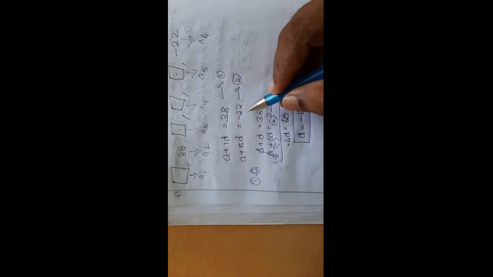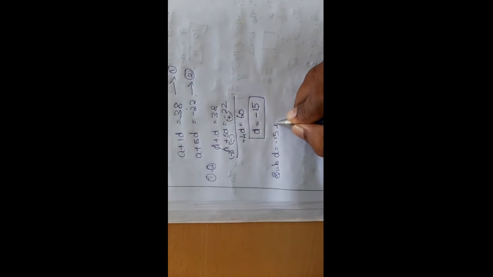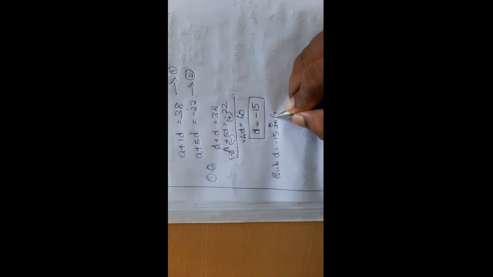So what is the difference? Difference is equal to 60 divided by minus 4, and 60 divided by 4 is 15. So the difference is minus 15. If you substitute d here, we can find what a is. Substitute d equal to minus 15 in equation 1. So a minus 15 is equal to 38. If you bring this to the other side, it becomes addition. So a is equal to 38 plus 15.